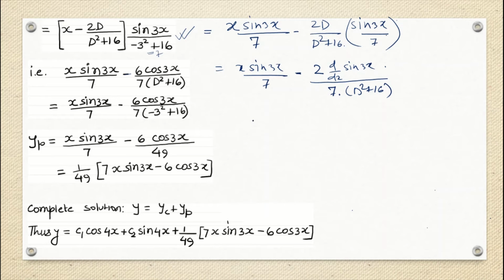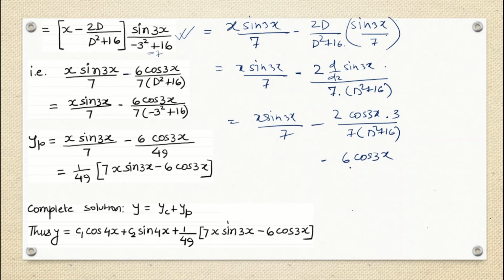And again, if I write it down, what does it mean? This is nothing but 2 times d by dx of sine 3x, which will give you how much? Cos 3x, and then into 3. And this is 7, and this is D square plus 16. And further, if I write down just the second term, this is 6 cos 3x divided by 7 into D square plus 16.